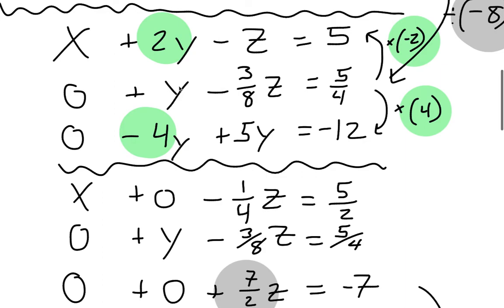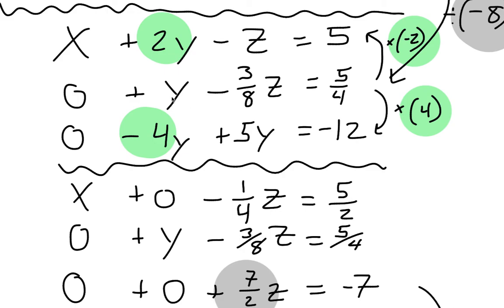we know what y is equal to. We can use y to eliminate 2y and negative 4y. I see the positive 2, so I'm going to take this middle equation and multiply it by negative 2 and add it to the top equation. So y times negative 2 is negative 2y, plus 2y is 0. Boom, 0. Negative 3/8 z times negative 2 is positive 6/8 z, or positive 3/4 z, plus negative 1z is going to be negative 1/4 z. 5/4 times negative 2 is going to be negative 10/4, or negative 5/2. Plus positive 5 is going to be positive 5/2.